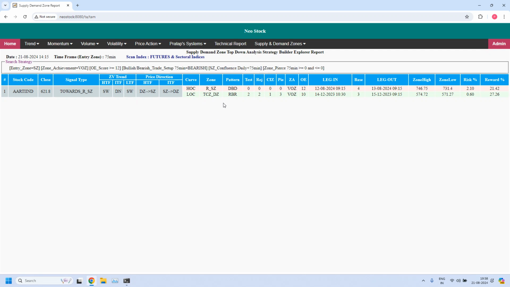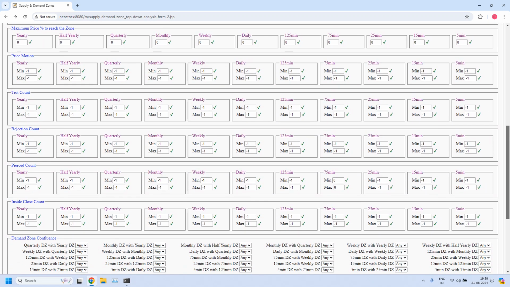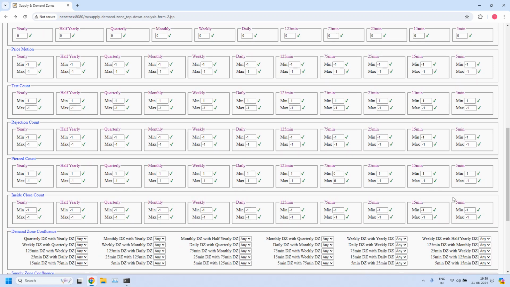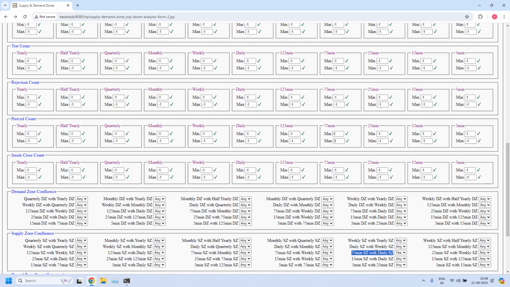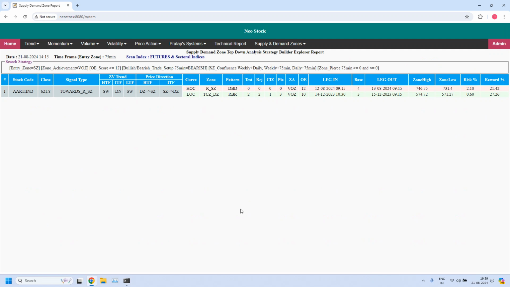Now let's check whether this stock is even having confluence with HTF time frame, that is weekly time frame. So weekly supply zone confluence. I'm adding 2 more filters. Daily, this is supply zone, sorry. So here 75 minutes daily, 75 minutes with weekly is also enabled, and daily and weekly is also enabled. With all the 3 filters, let's check. Oh, this stock is also having HTF confluence. That means weekly, daily and 75 minutes zones are having confluence with each other.